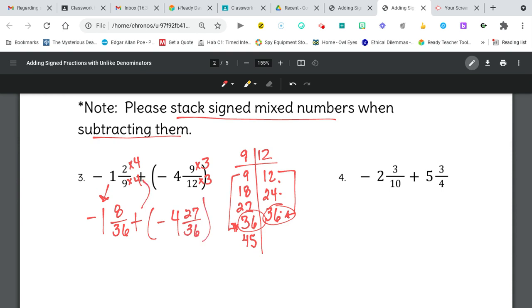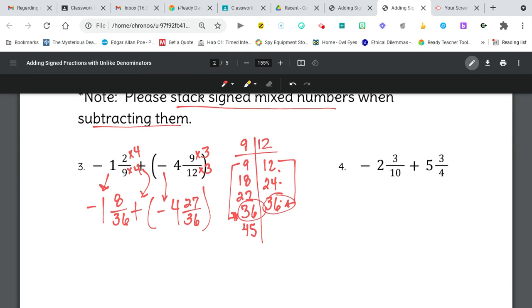Just make sure you bring your signs down, okay? Got to keep those signs. Don't forget that, because that's going to tell you whether you add or subtract. All right, so you got negative. These are negatives, or it's to the left. And plus negative is also to the left on the number line. So since they're both in the same direction, we're going to add and keep the sign.